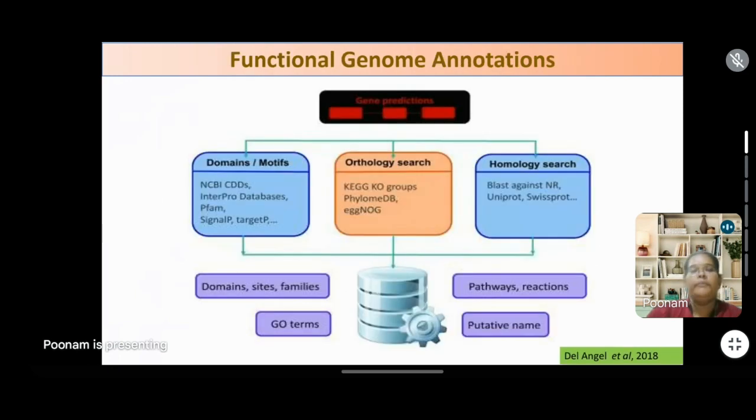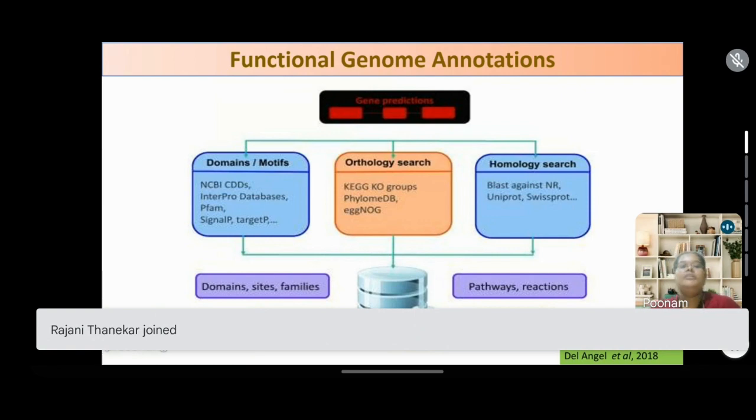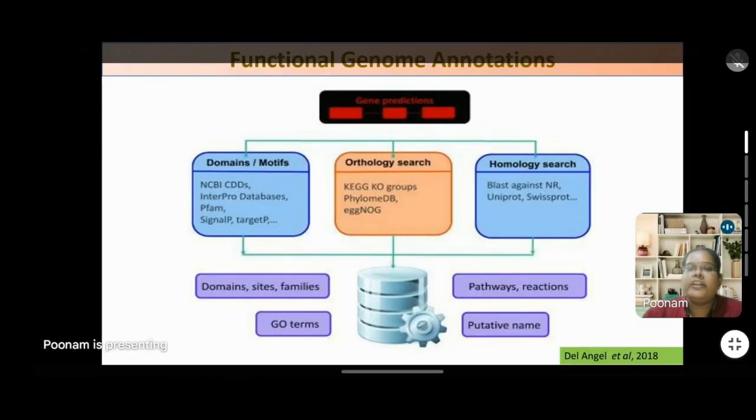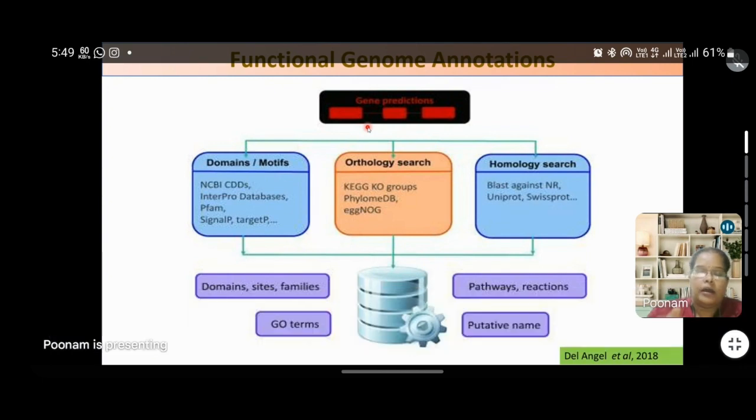So coming to the functional genome annotation, this would be a bit interesting, or maybe many of you have heard about all these databases or bioinformatic methods that can be used for the functional genome annotation. The image shown in the upper part of the slide is the gene prediction that has been taken out from the structural genome annotation.